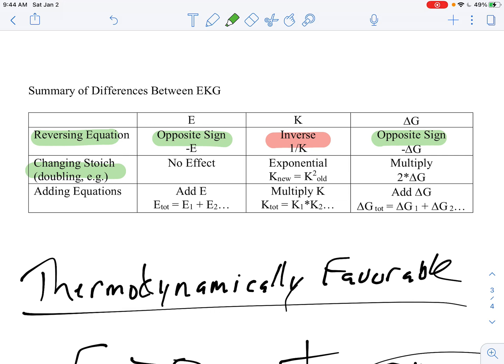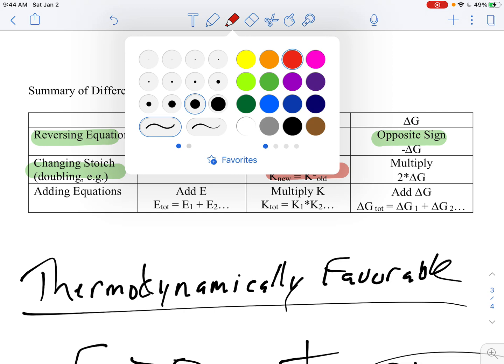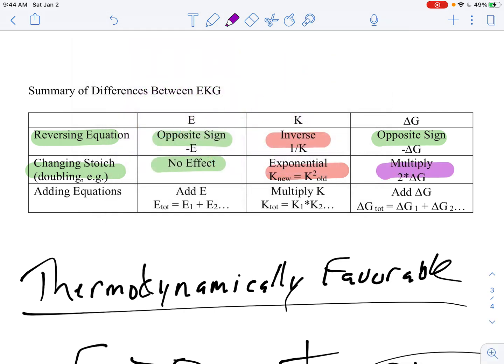It gets even weirder when you start to talk about things like changing the stoichiometry. In changing the stoichiometry, if you double an equation for the voltage, it has no effect, right? If you double the equation for a K value, you actually square the number. You don't multiply it by 2, you square it. And it's only when you get over here to delta G that if you double an equation, for example, then you're going to multiply that delta G by 2.